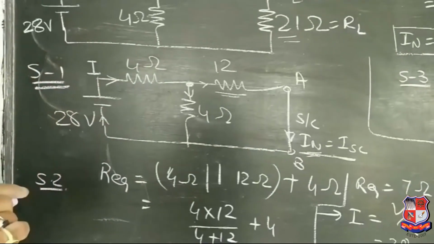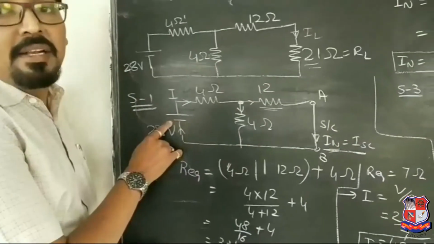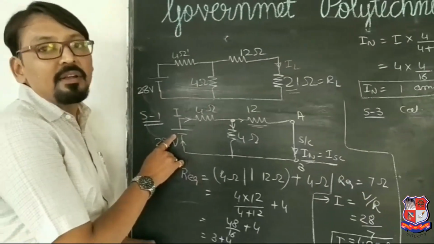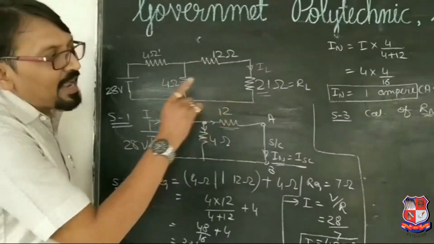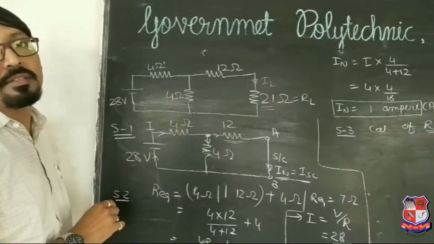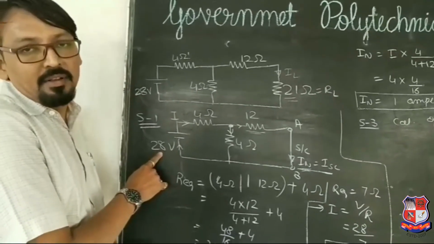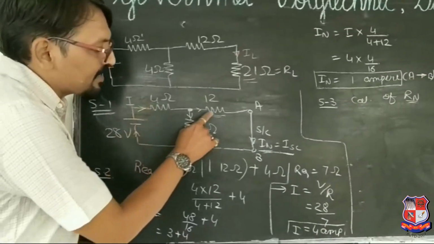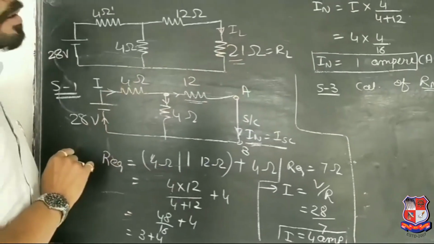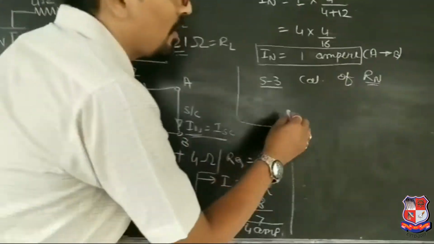But one important thing, students, we have to remember, if any internal resistance of the battery is given, that remains as it is in the network when we calculate resistance R Norton. But here no internal resistance is given. So these three resistances are drawn here to calculate the value of R Norton.